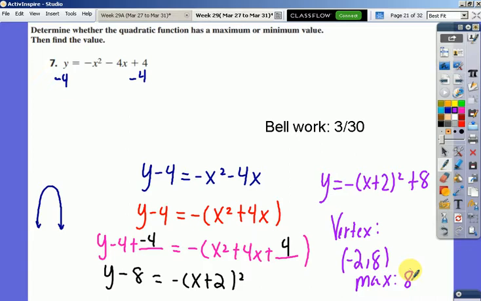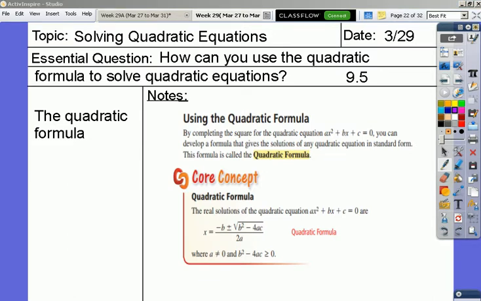Okay. Last section. So, solving quadratic equations. How can you use the quadratic formula to solve quadratic equations? By completing the square for the quadratic equation, which you can do for bonus points, you can develop a formula that gives the solutions of any quadratic equation in standard form. This formula is called the quadratic formula. So you creative geniuses will think of a way to remember this, and you need to memorize this. Okay? You need to know it. You need to know it from here on out.